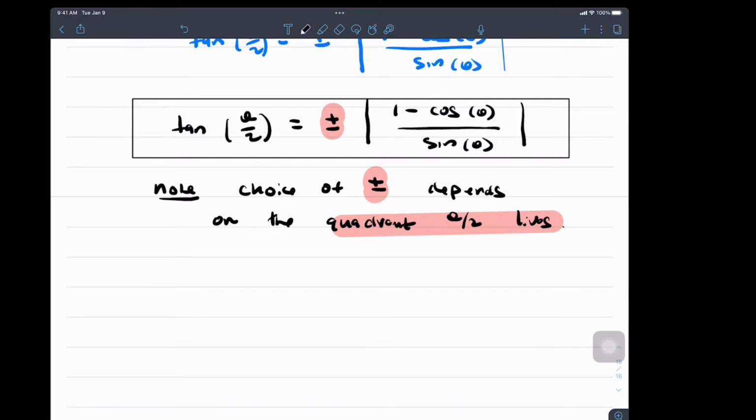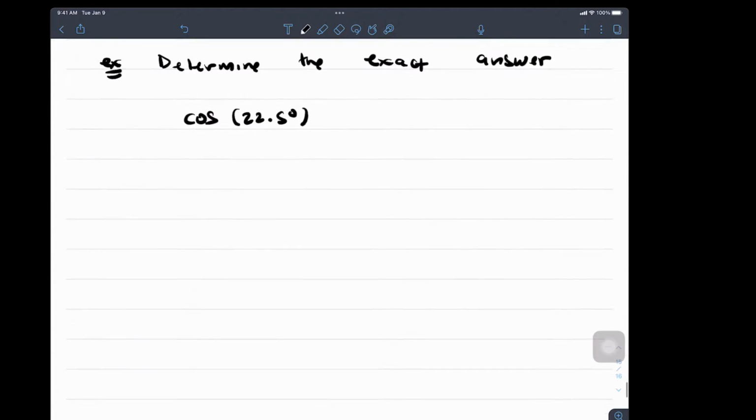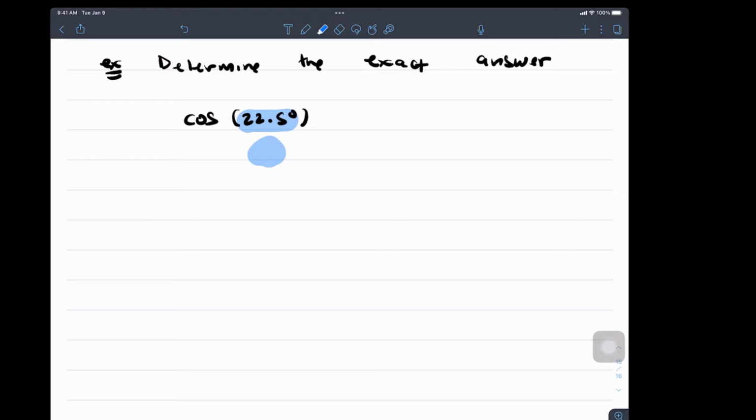All right, so let me give you guys an example here. They may say, determine the exact answer, okay? This is how we want to use these formulas. And they're going to give you cosine of 22.5 degrees. Notice this here. What would you guys say this is? 22.5 degrees. Notice the topic. What's our topic? Do you guys know? The topic is half angle.